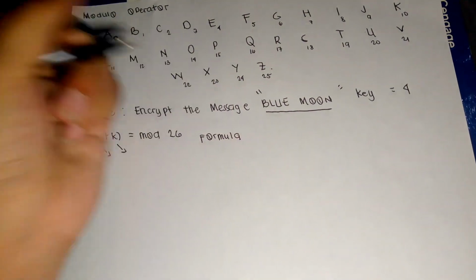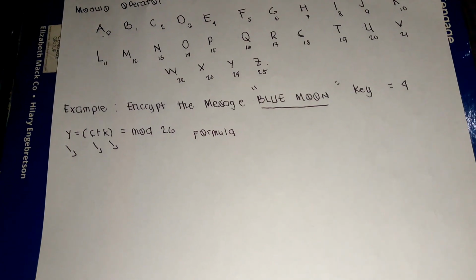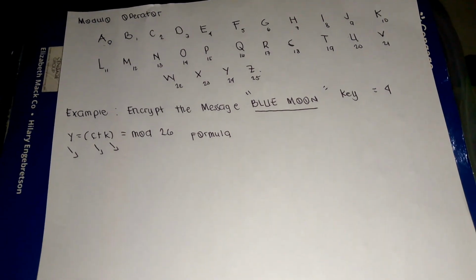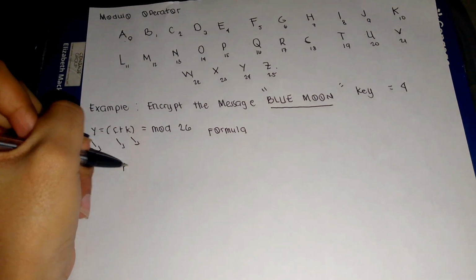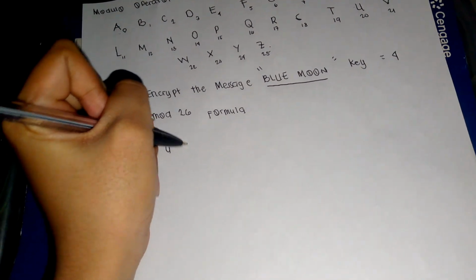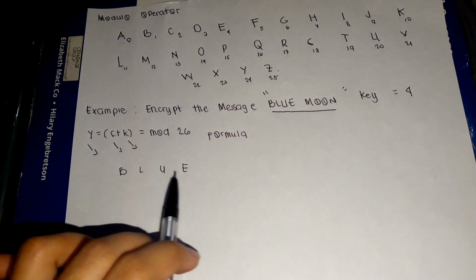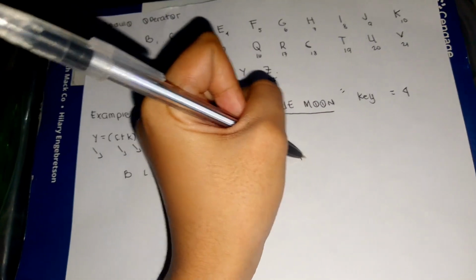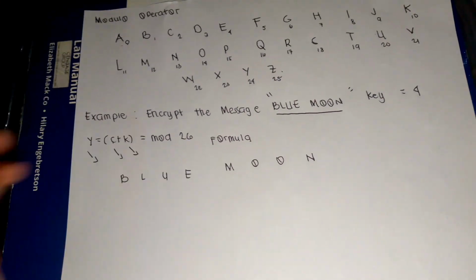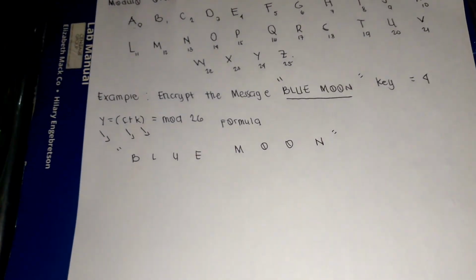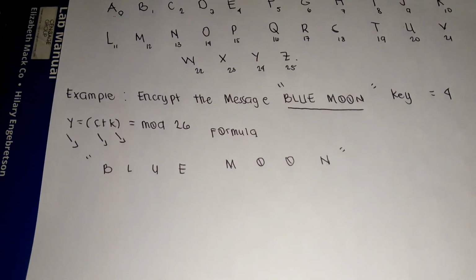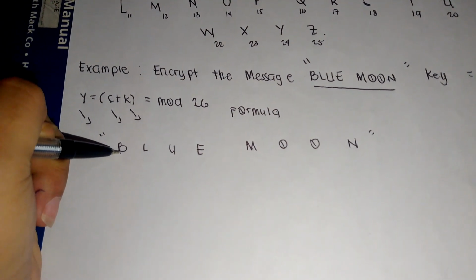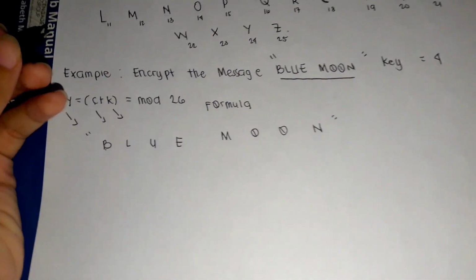This is the formula, so it's to help you understand better. Okay? So, how are we going to do this? So, we first write it down. You have to put spaces so it won't be messy. Okay? Blue moon. We have blue moon. Okay, blue moon. Now, the first thing we have to do is to know what is the corresponding number of each letter. Okay? Just like this one.